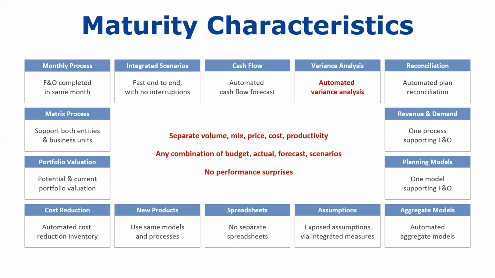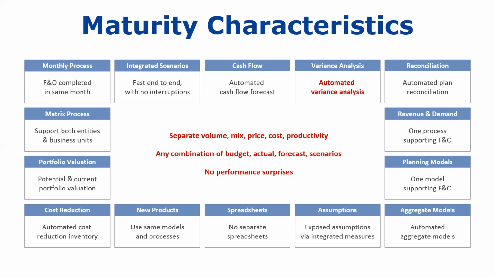The next thing is variance analysis. If you've got an integrated process, you should never have to be doing manual variance analysis at all. It should be automated and provide you insight into the things that comprise the variances. So it separates volume, mix, price, cost, and productivity variances. And it should be able to do this across any combination of budgets, actuals, forecasts, and scenarios. So contrasting two scenarios together, or comparing budget versus a scenario or forecast, that kind of thing.